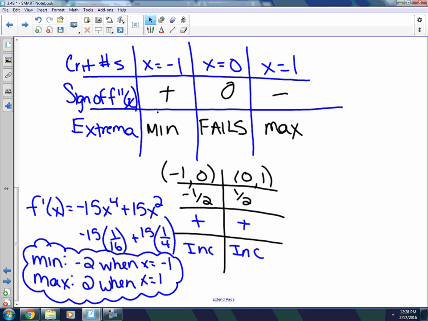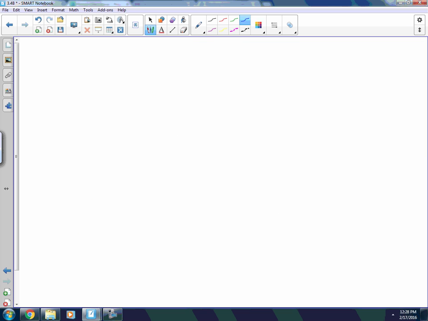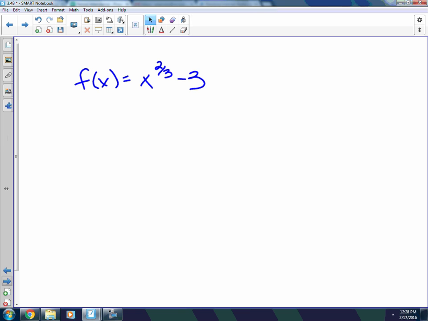All right, let's check out another one then. Let's use the function x to the 2/3 minus 3. We're going to find the extrema of this using the second derivative test, with a rational power going on in there.